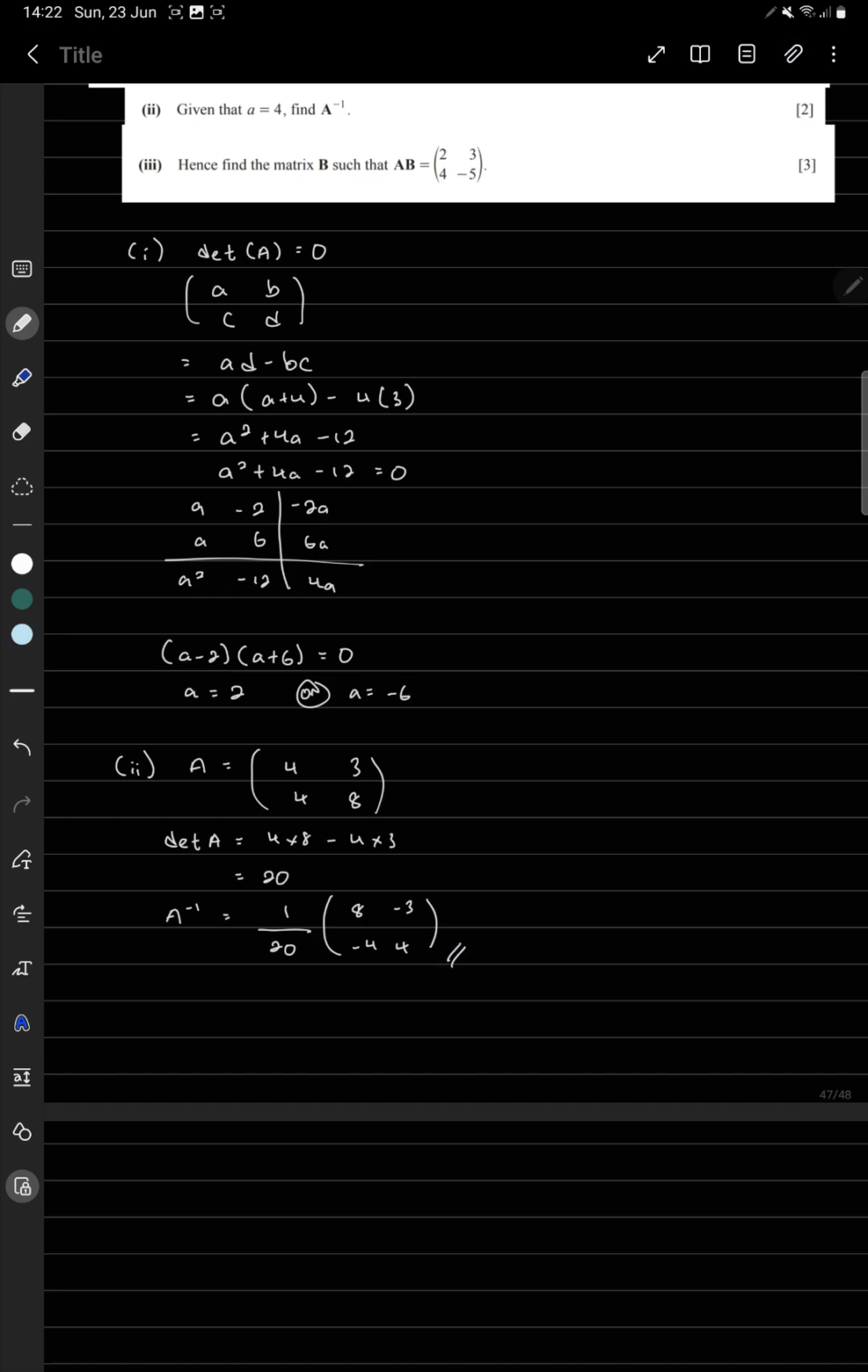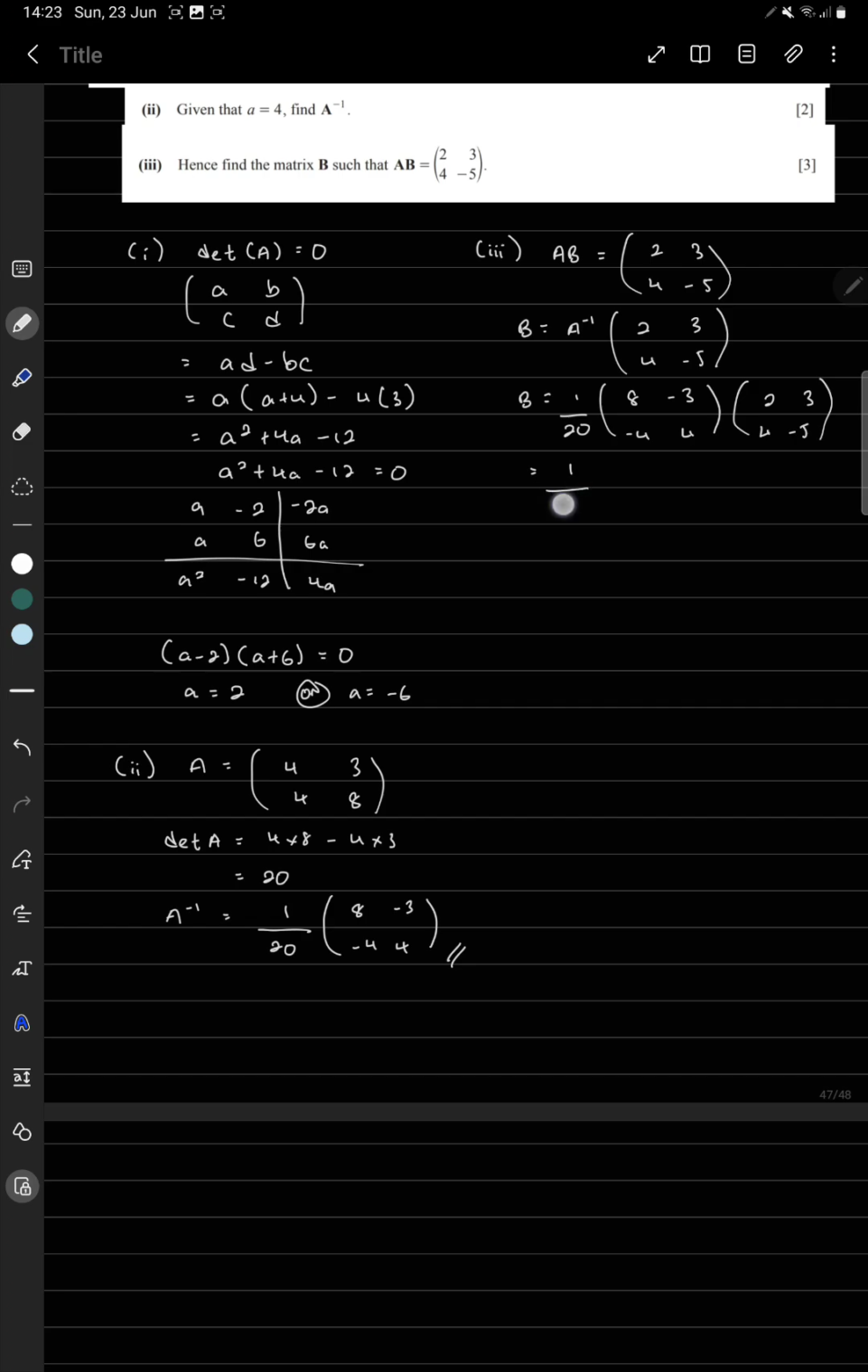Okay, for our last part, we want to find A times B equals 2, 3, 4, negative 5. In order to do this, we need to find B, so we need to bring A to the other side. It becomes A inverse times 2, 3, 4, negative 5. We've already found A inverse in our previous answer, so we have 1 over 20 times 8, negative 3, negative 4, 4 multiplied with 2, 3, 4, negative 5.